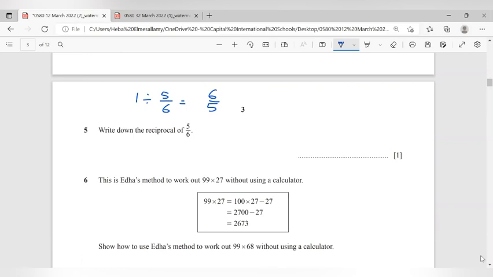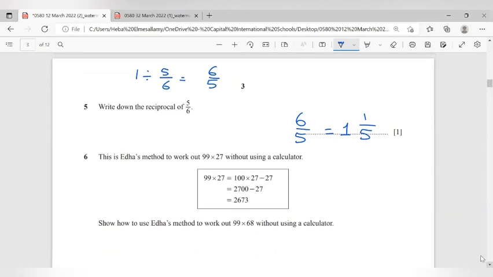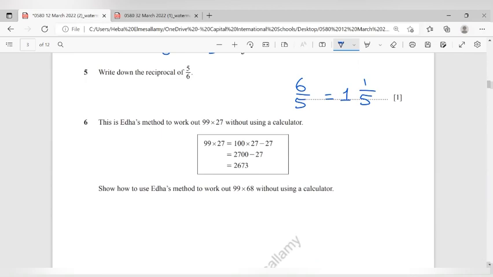And take care, if it's a mixed number, I have to either use the calculator directly and say 1 divided by the mixed number and write the answer, or I will turn the mixed number into a fraction and then flip it. So the final answer here could be written as an improper fraction, 6 over 5, or you can click on Shift SD on the calculator to get the mixed number form. Each one is correct.